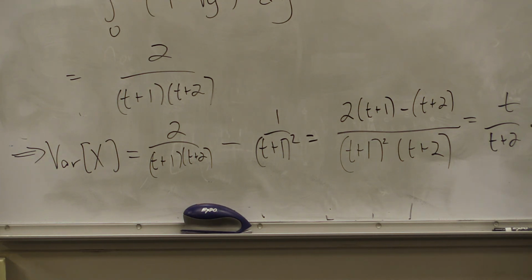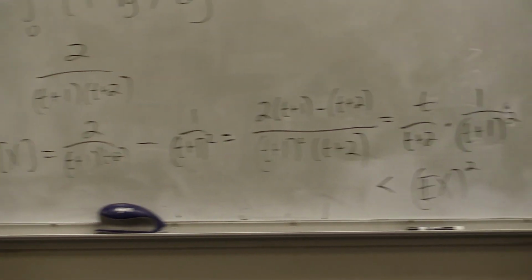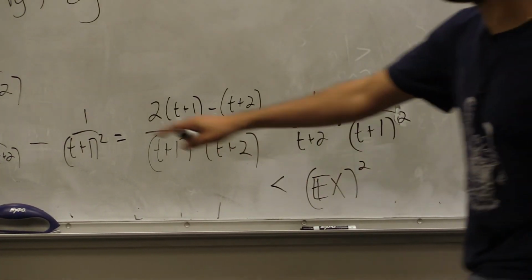Okay. And really the takeaway is that t over t plus 2 is less than 1. So this is less than the expectation of x, squared. Right? The expectation of x is 1 over t plus 1. Here we have 1 over (t plus 1) squared times something less than 1.